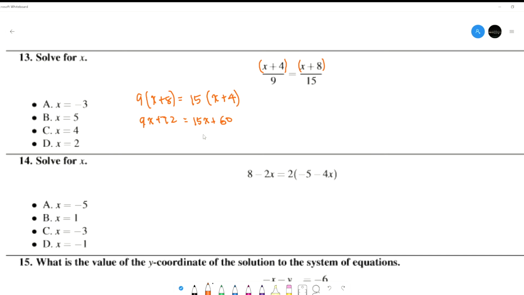I'll just bring the x's to the left hand side. So I'm going to subtract 15x from both sides. When I do that, I get negative 6x is equal to, and then I subtract the 72 from both sides, and I get negative 12. And lastly, divide by negative 6, so x is equal to positive 2.